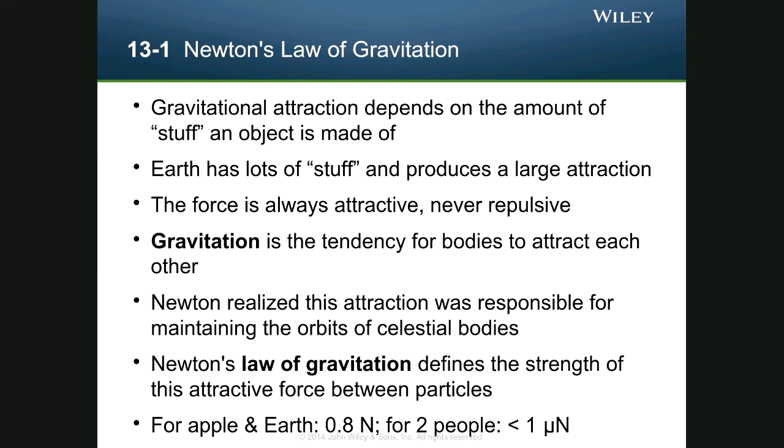So what Newton realized is that the attraction was responsible for maintaining the orbits of celestial bodies, and Newton's law of gravitation defines the strength of the attractive force between any two particles. By stuff they mean the matter, the amount of matter something is made of, or mass. Now for people on Earth, or for an apple on Earth, the force, the universal force of gravitation, which we haven't seen yet, so it's not going to make sense, is 0.8 newtons. But for two people, it's less than 1 micronewton.